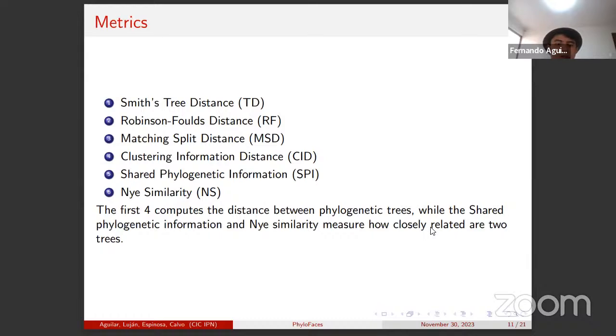As metrics, the first four of them are distances. They compare the distance between trees, and in this case, we would like to minimize these distances. The last two of them measure similarity, and in that particular case, we would like to maximize them. But it's important to note that we are not performing any optimization scheme or any optimization algorithm. We are just using these metrics as metrics themselves, to compare our results with the ground truth.